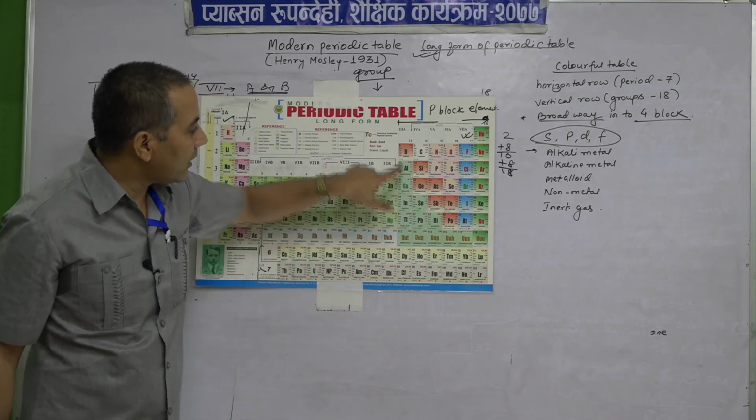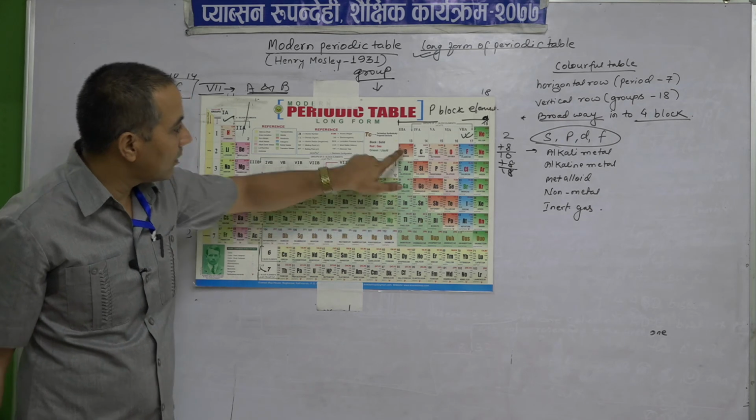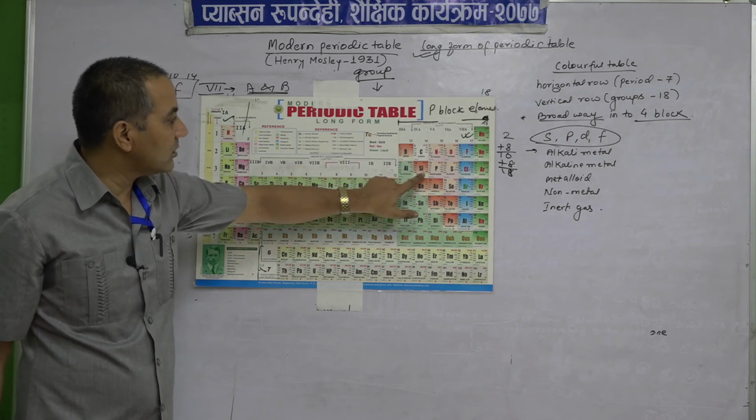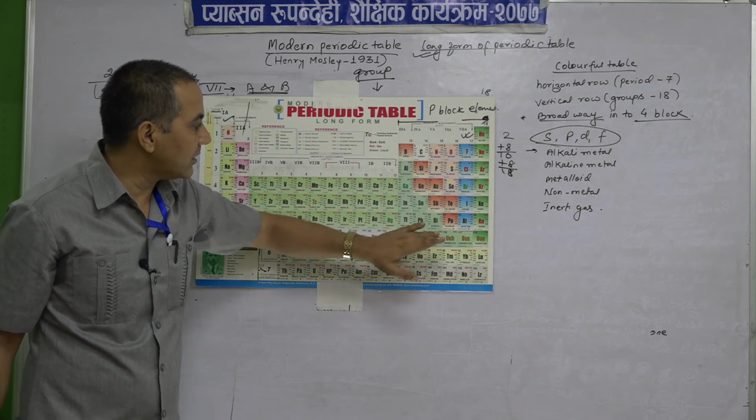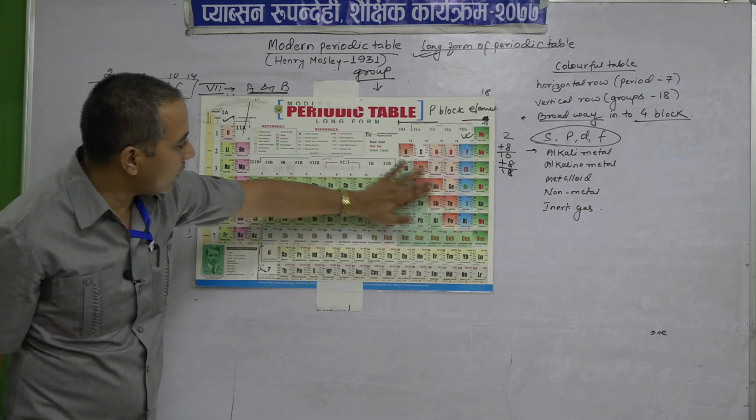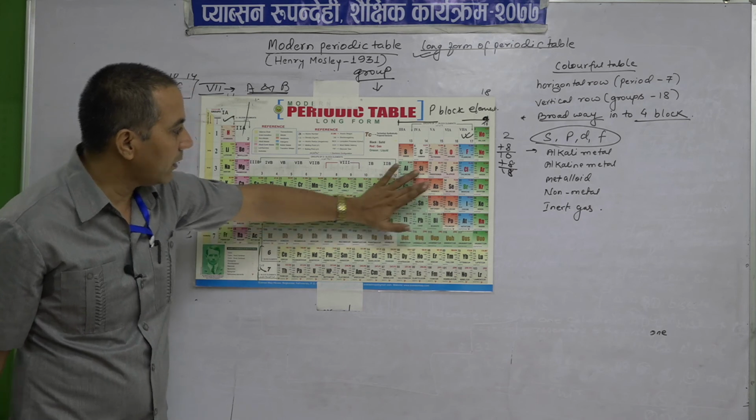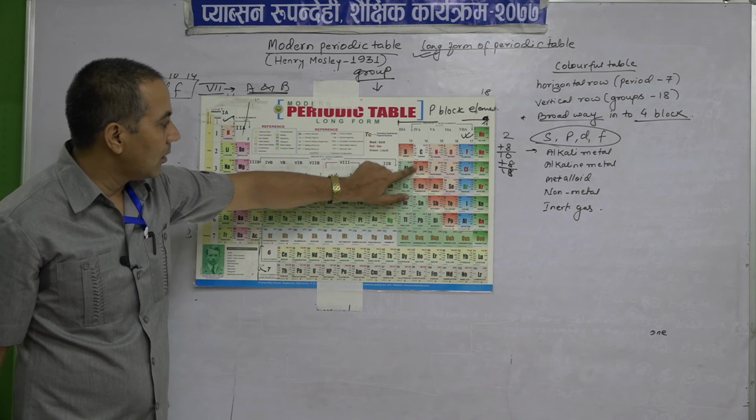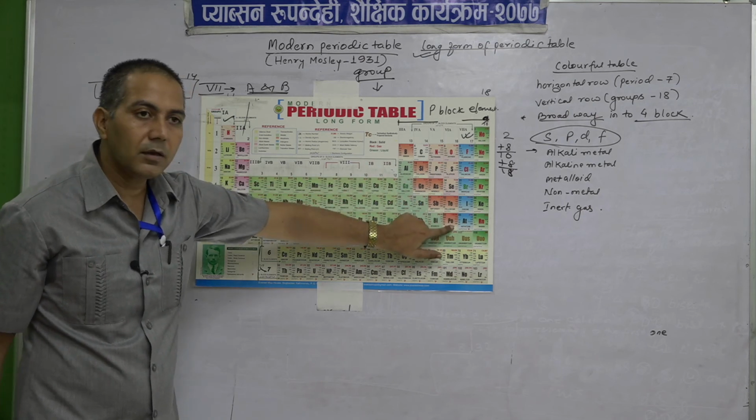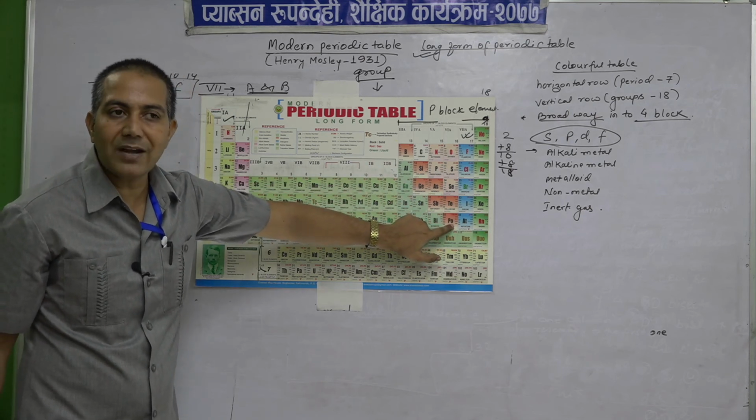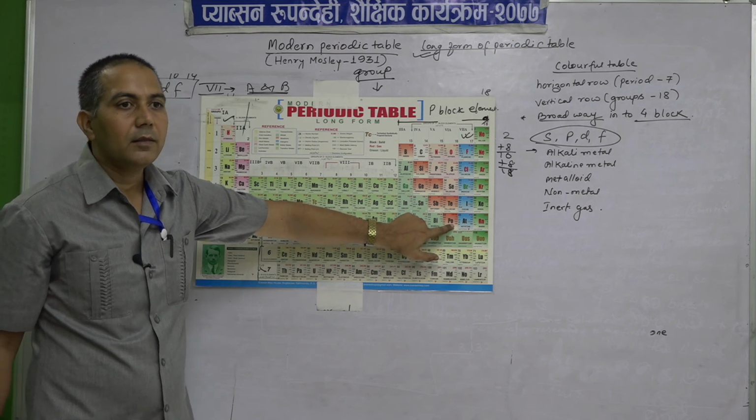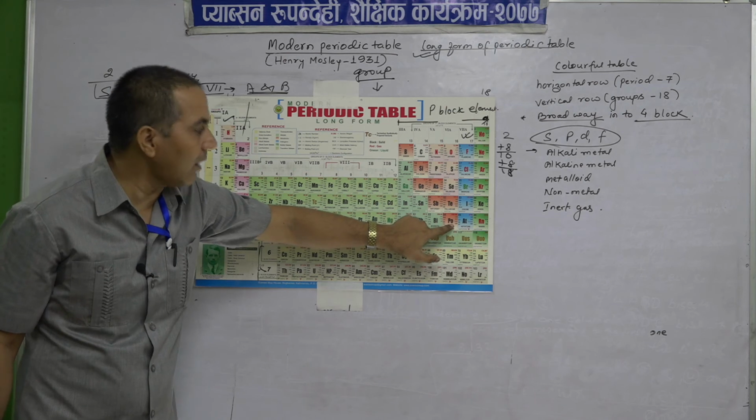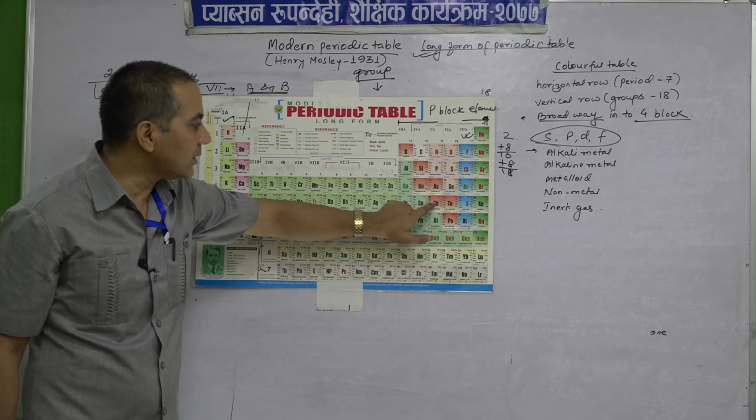The next ones you find here are called metalloids: boron, silicon, gallium, arsenic. You can see them here in light red color. What are metalloids? They have the characteristics of both metal and non-metal.